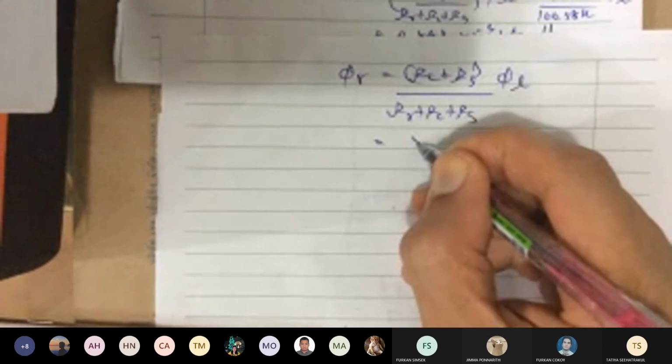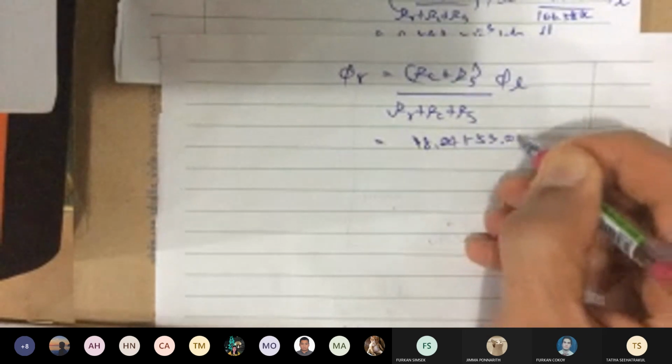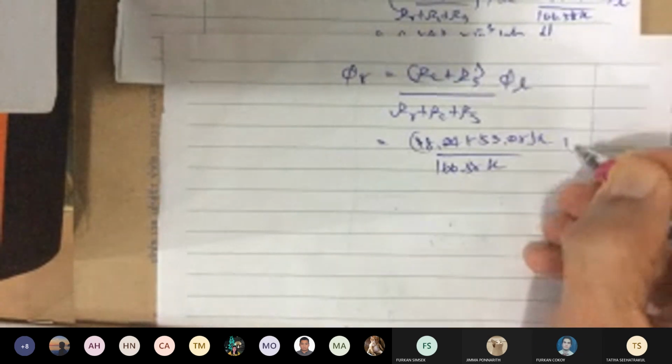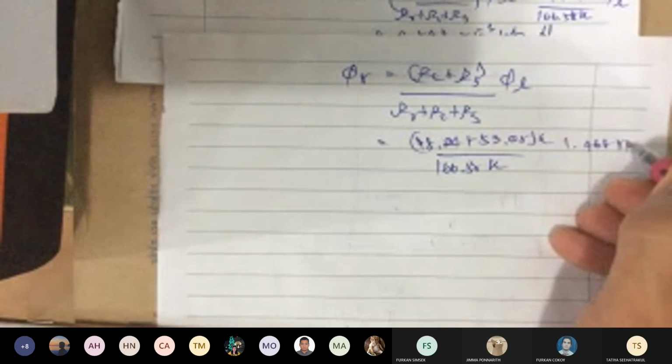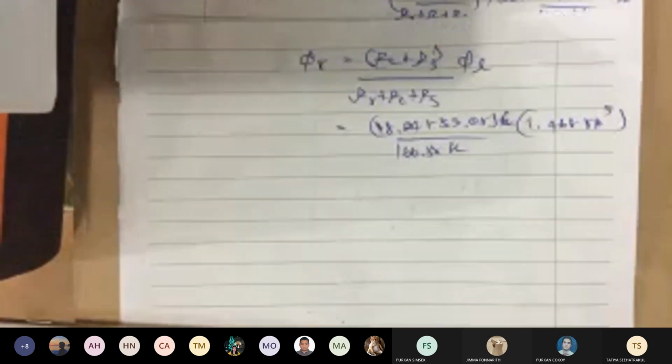This becomes, what is the center? I forgot. 53, right? No, 18.04 plus 53.05 K divided by 166.58 K, times 1.468 and then 10 to the negative third. See, we got that. If we don't, something's wrong with our calculations.